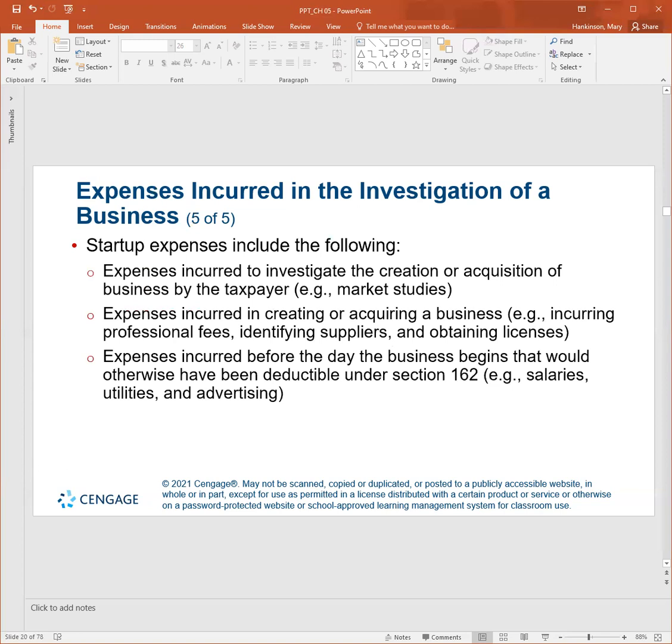So quickly, startup expenses include the following. Expenses incurred to investigate the creation or acquisition of a business by the taxpayer. These are like market studies. And then expenses incurred in creating or acquiring a business. These are professional fees, identifying suppliers, obtaining licenses. Also startup expenses include expenses incurred before the day the business begins that would otherwise have been deductible under Section 162. These are salaries, utilities, advertising, etc.